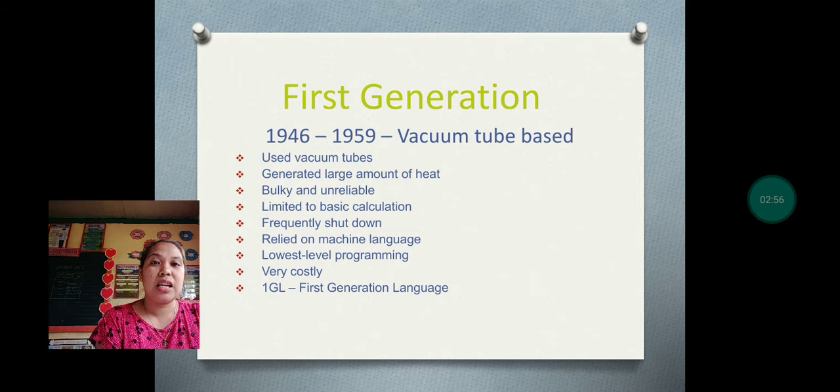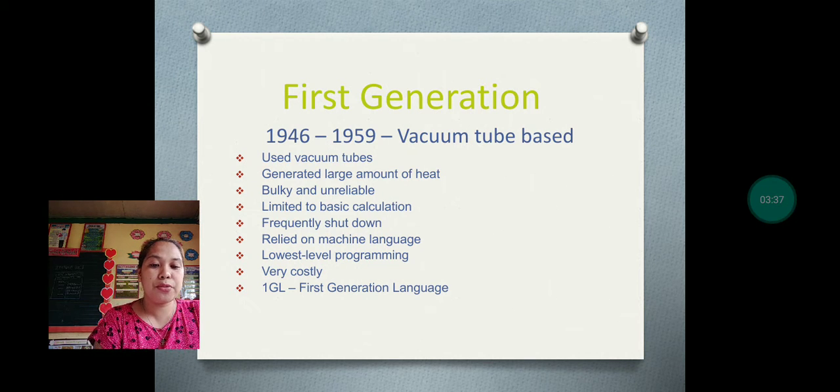Therefore, I said the first generation computer is unreliable because it is limited to calculations and can only solve one problem at a time. Then relied on machine language, the lowest level of programming. Aside from that, very costly. At this time it was very costly because, of course, computers were first discovered, so it was costly. Then it only used 1GL, or what we call the first generation language.